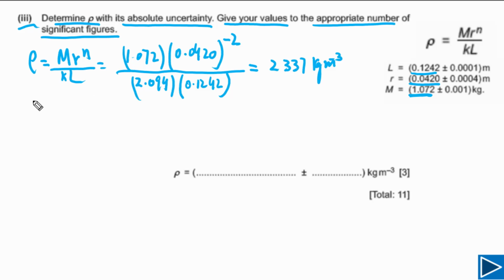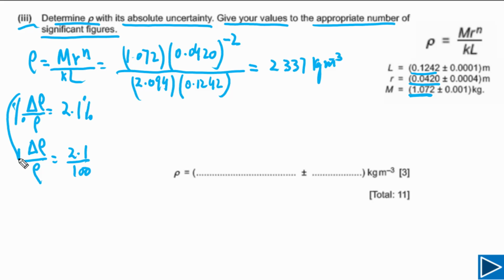Now the next thing we need to do is calculate the absolute uncertainty. But the percentage uncertainty we have, that is delta rho by rho. The percentage uncertainty we have was equal to 2.1%. So this value we have. Now we need to calculate delta rho. So the simple way is to divide the right side by 100. If we divide this one by 100, this is now the fractional uncertainty. If you go from percentage uncertainty to fractional uncertainty, simply you need to divide by 100.